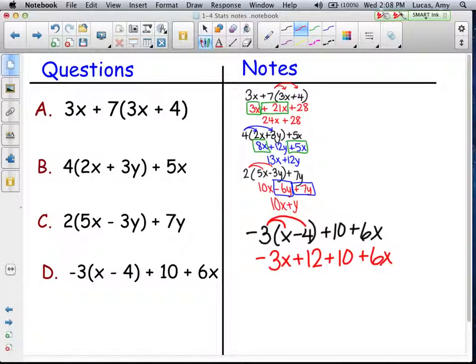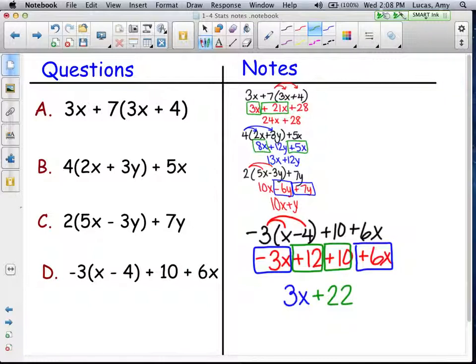Now I've got 2 sets of like terms here. My like terms with the x's would give me 3x if I combine them. And my like terms that are constants, if I combine them, I get plus 22. So 3x plus 22. So distribute first, then combine your like terms. And combining your like terms involves only adding or subtracting those coefficient numbers in front.